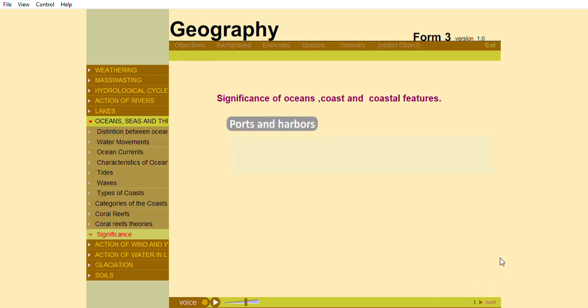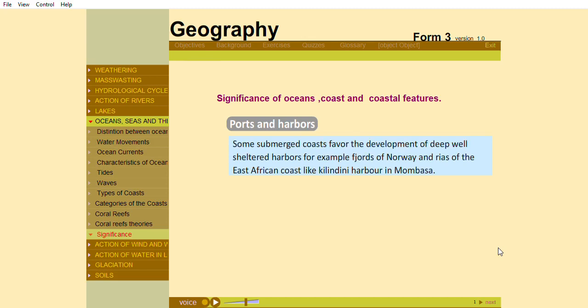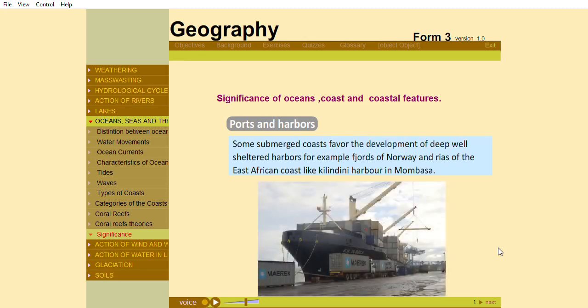Ports and harbors. Some submerged coasts favor the development of deep, well-sheltered harbors. The presence of harbors stimulates the growth of trade and towns.